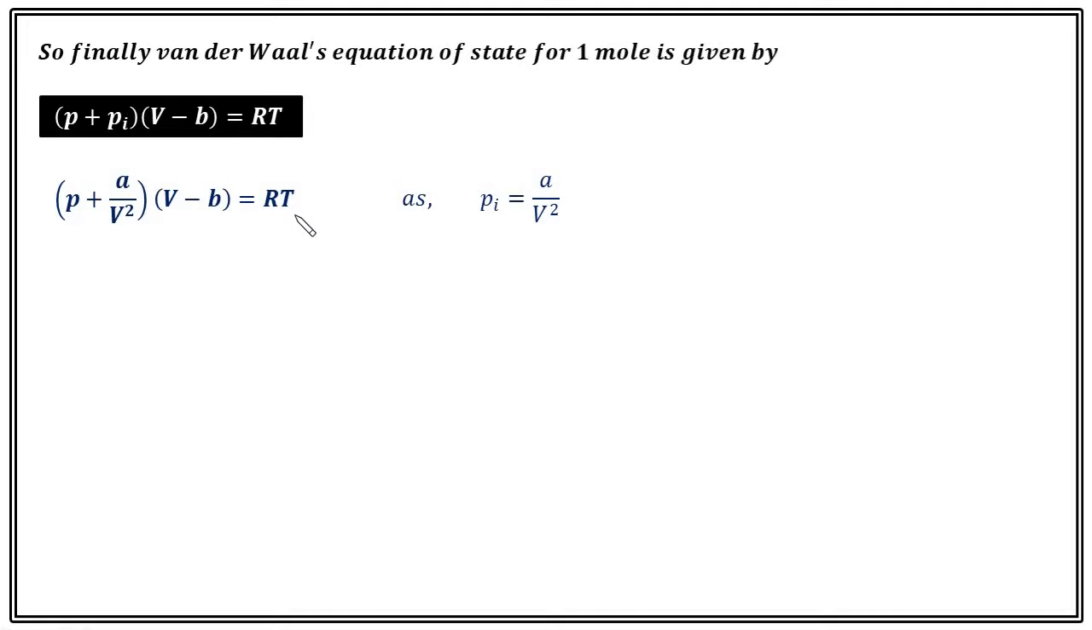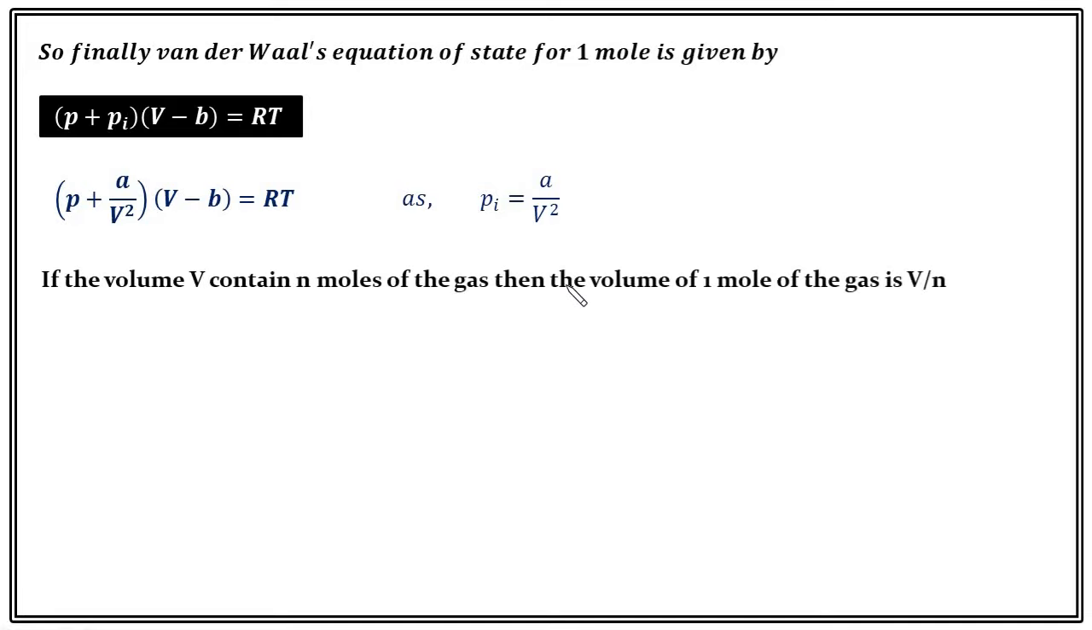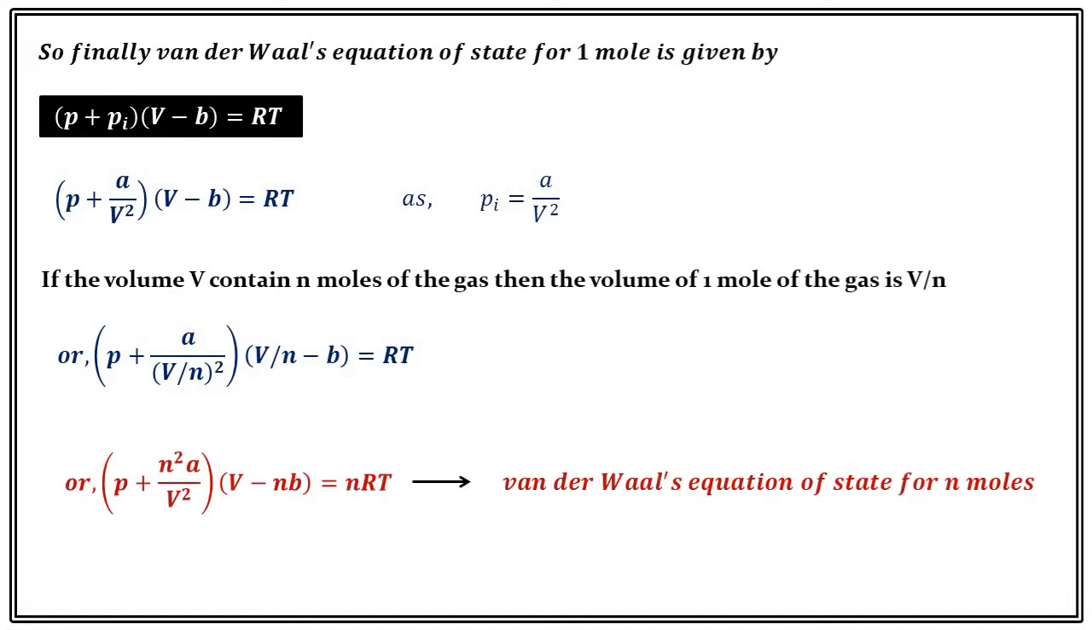Okay. Now let's consider the volume V contains n moles of the gas. In that case, the volume of 1 mole of a gas becomes V upon n. So just replace V by V upon n and simplify. After simplification, you will get (P plus n square A upon V square) into (V minus nB) equals nRT. And this is the van der Waals equation of state for n moles of a gas.